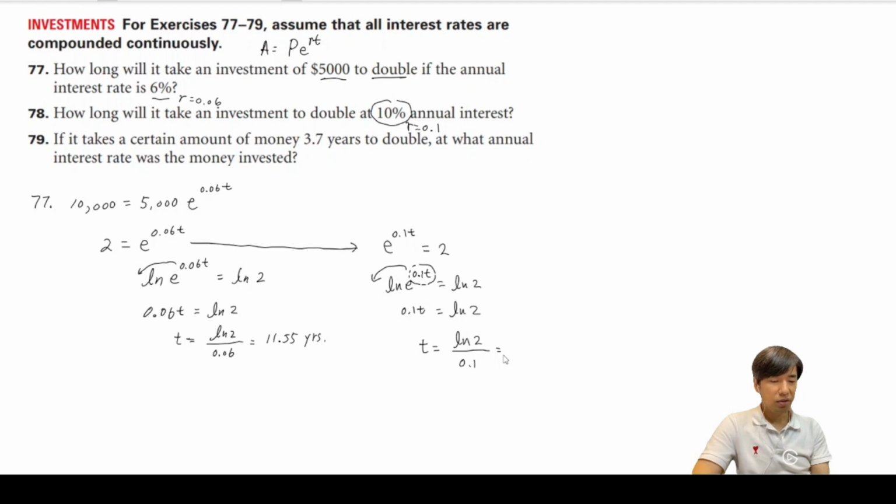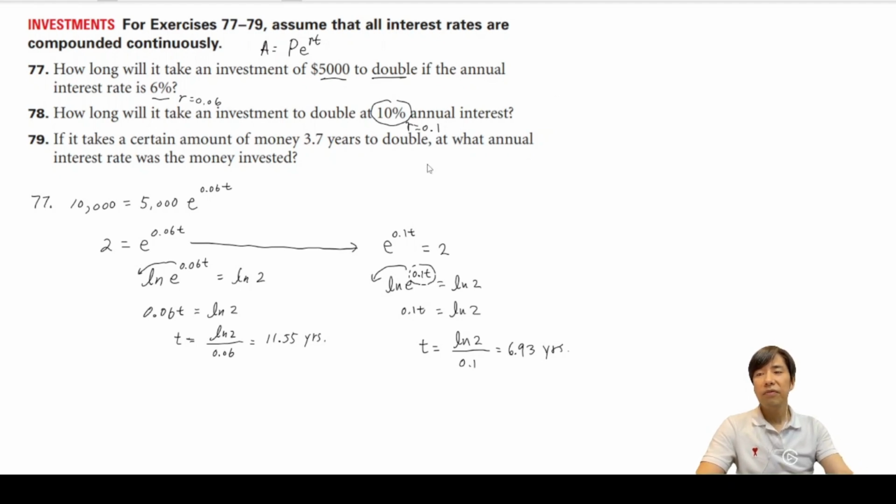I'll do the same thing here. ln 2 divided by 0.06. Oh, no, 0.1, sorry, 0.1. 6.93. So this means when interest rate increases from 6% to 10%, the doubling time for your investment gets reduced to what? 11.5 years to 6.93 years, almost like 7 years. Okay?